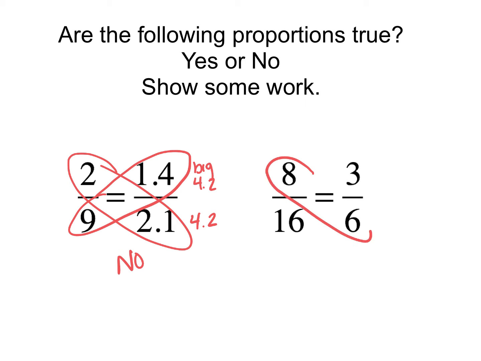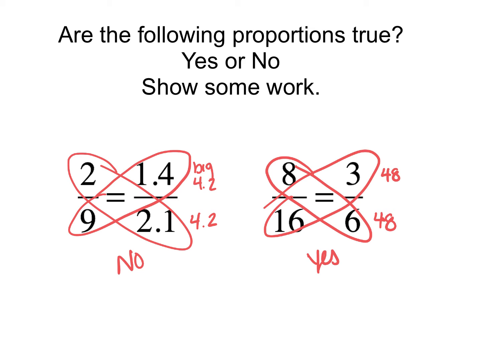Over here, if we check this, we know 8 times 6 is 48. 16 times 3, if I plug it into my calculator or use my mental math, I get 48 again. So 8 to 16 is equivalent to 3 to 6.